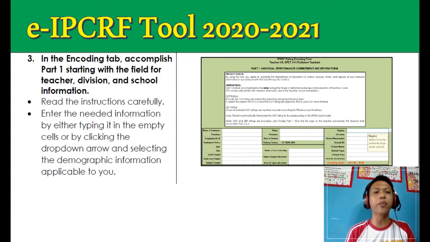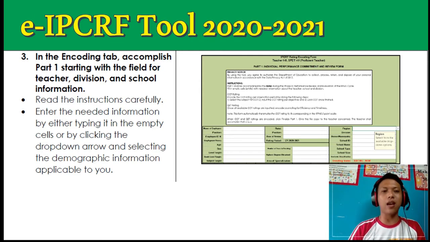So, merong note dito that we have to read the instructions carefully. That is very basic para yung data na ilalagay natin ay correct and accurate, of course. And then, you enter the needed information by either typing it in the empty cells or by clicking the drop-down arrow and selecting the demographic information applicable to you. So, meron dyang mga fields na merong drop-down arrow para pagpipilian, or else you have to really type the information needed. So, ito yung field na kailangan nating i-fill in.